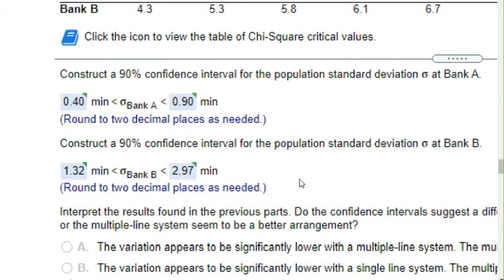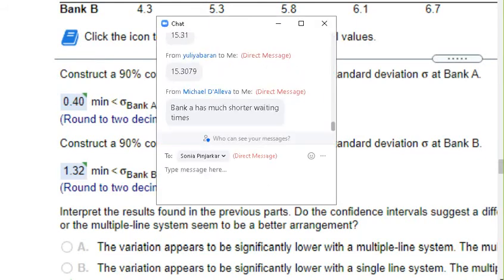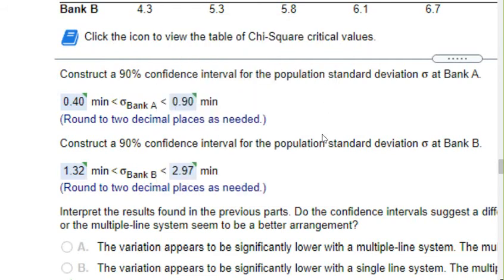They're definitely very different. All right, a little more than double. Do they overlap? No, they don't. So they're coming from different populations is what that's suggesting. Meaning that bank A has a standard deviation of wait times that is much smaller than bank B.